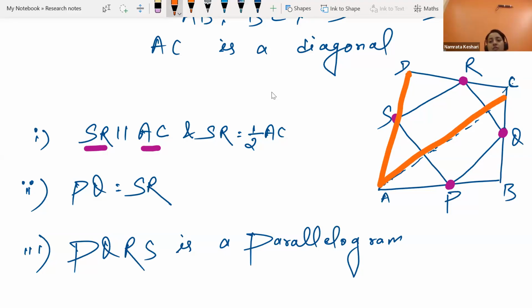If you focus on this triangle, you know that in this orange color triangle, S is the midpoint of AD and R is the midpoint of CD. Then can we say by the midpoint theorem SR must be parallel to the third side? Yes or no? Yes, ma'am.